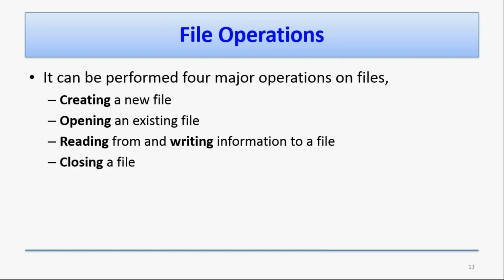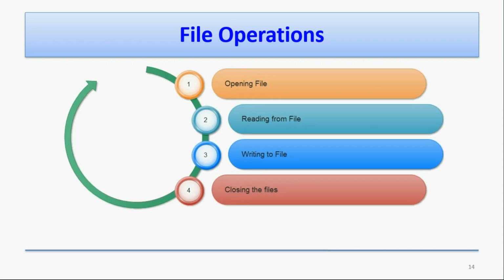The last one is closing a file. So once you read from or write to the file, finally you have to close the file. So those are the major file operations that we can do over files: opening a file, reading from the file, writing to the file, and closing the file, right? Okay, so these are the main operations on files. Under file handling using C programming, we can do these operations over files.